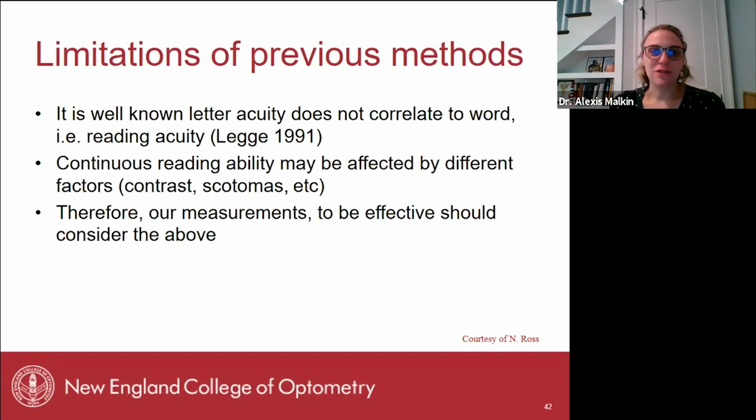So as I mentioned, there are some limitations to the previous methods. We know that letter acuity doesn't correlate to word or reading acuity. Continuous reading ability can be affected by scotomas and contrast and other factors. And so we need to really consider those things as we go forward with what we're prescribing for the patient.